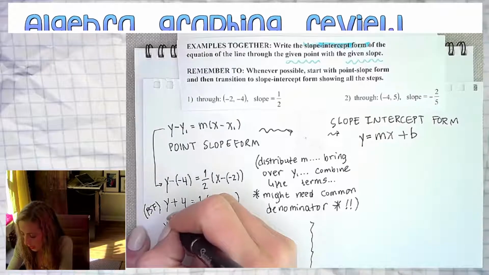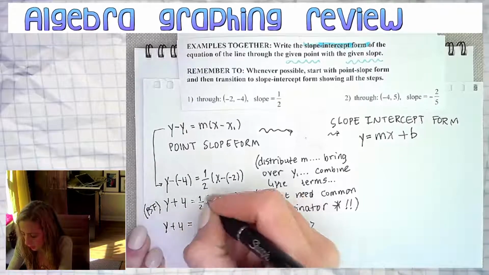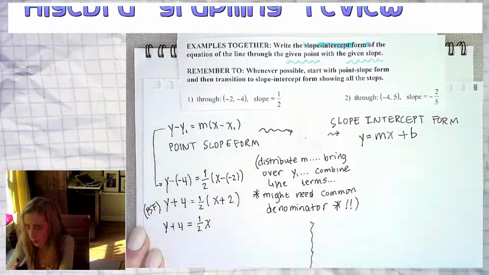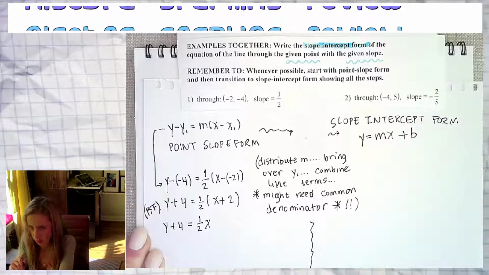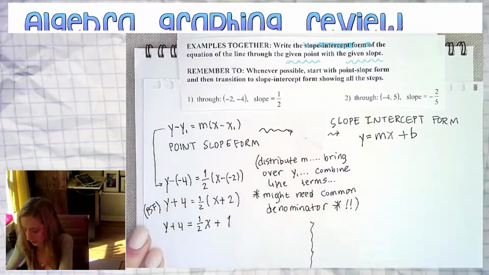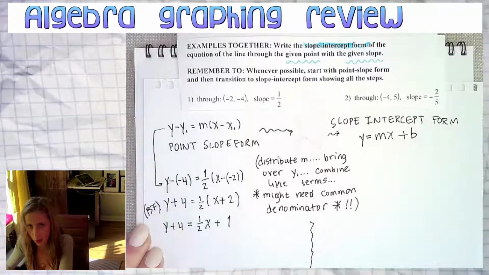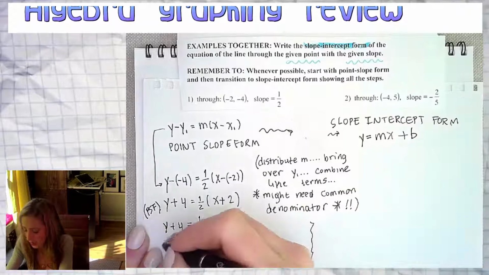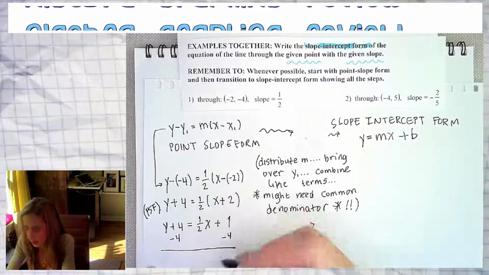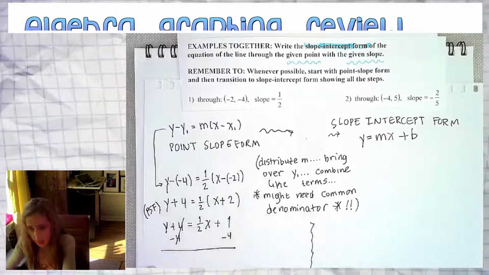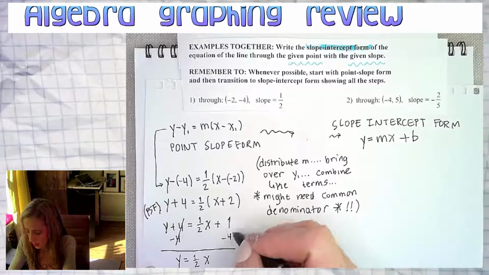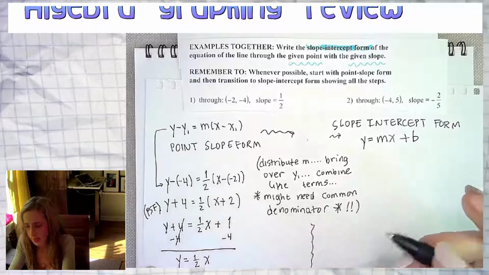Carrying on. y plus 4. Now we're doing the process. We're showing our work. Distribute. 1/2 times x is 1/2 x. 1/2 times 2, what's 1/2 of 2? 1. Bring over the y sub 1, which is a 4 right now. How do we do that? Minus 4. No fractions, so no common denominator needed today. And that cancels out. And what are we left with? y equals 1/2 x, positive 1, take away 4.